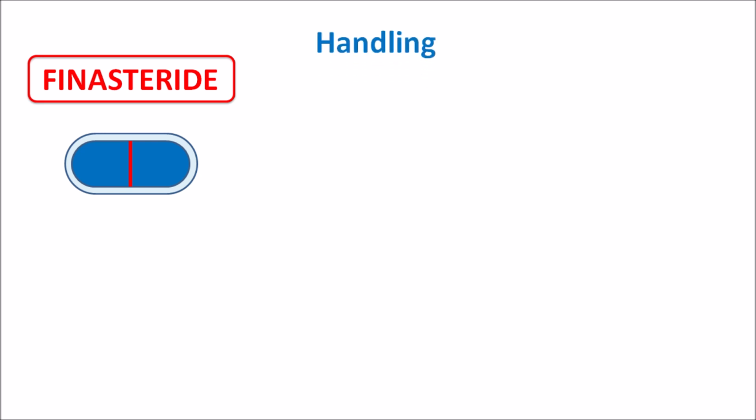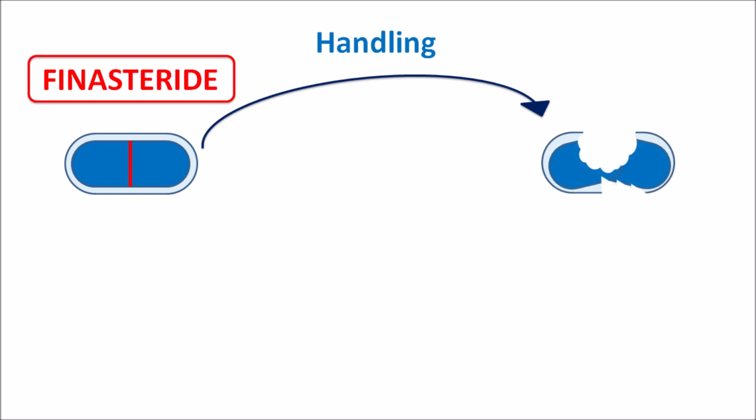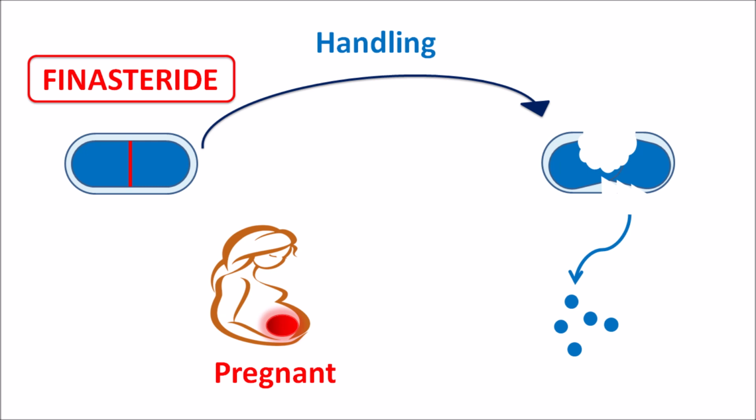The second important precaution is the supply of finasteride. This drug is available as a tablet which has an outer coat. This outer coat prevents contact with finasteride while handling. So handling of finasteride is very important. If it is improperly handled, resulting in the breaking or crushing of the tablet, this may result in the release of the active ingredients from the tablet. If these are accidentally contacted by any pregnant woman, it may produce fetal damage.